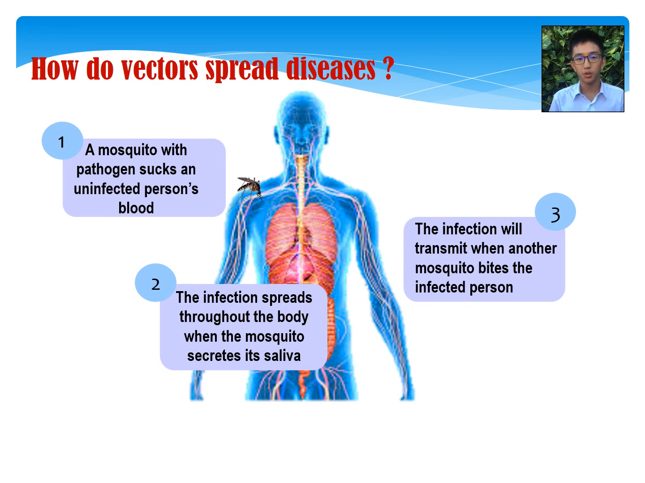We will now talk about the way vectors spread pathogens. First, a mosquito will transmit the pathogen to our body by sucking our blood. Second, the pathogen will flow through our body. Lastly, the pathogen will be transmitted to another mosquito when that mosquito sucks our blood.